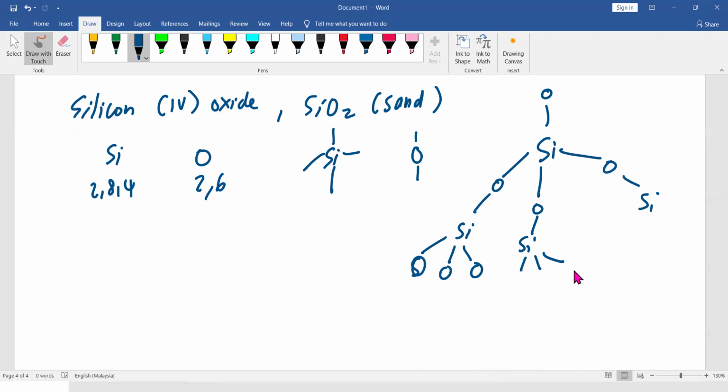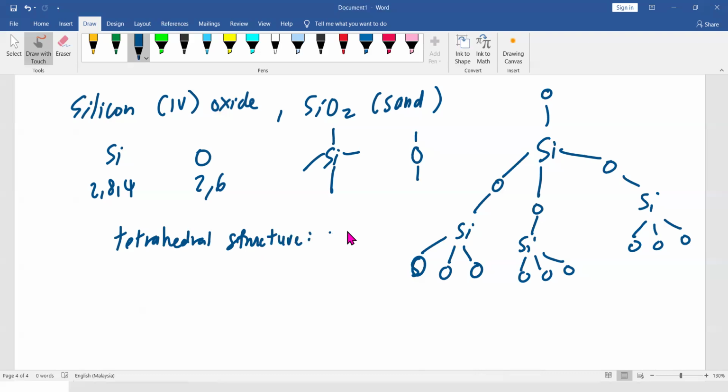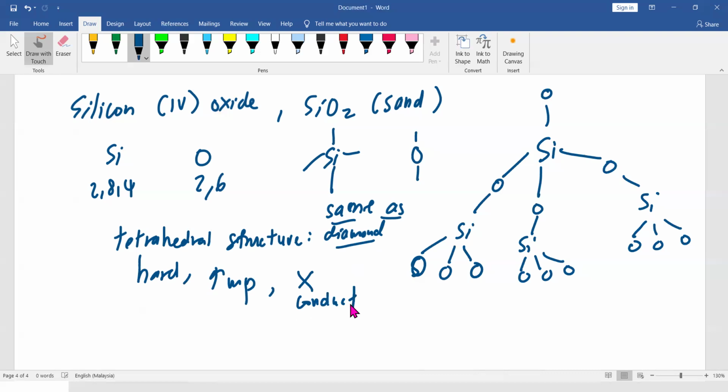Okay. Does it look more like diamond or does it look more like graphite? Diamond. So it also has a tetrahedral shape. It's also giant covalent. It's similar to diamond. Same as diamond, so it is also hard, also high melting point, and also does not conduct electricity. So in the giant covalent, the only one that conducts is graphite. So graphite is special. All the other giant covalent do not conduct.